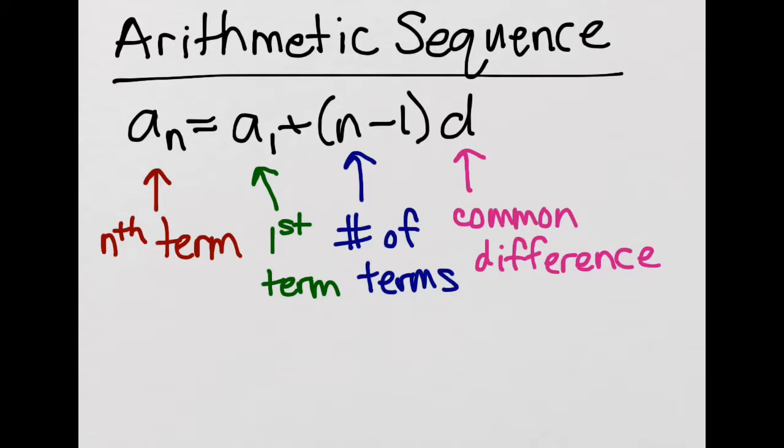Today we're going to be talking about arithmetic sequences, and the formula for an arithmetic sequence is a of n equals a of 1 plus n minus 1 times d. Now, a of n and a of 1, the 1 and the n are called subscripts because those are the smaller numbers or letters, and they're set slightly below the big letter.